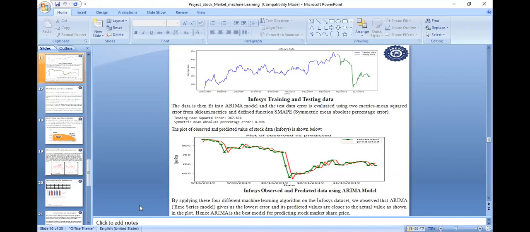Hence, by applying the four machine learning models on the Infosys data set, we observe that the ARIMA model, a time series model, gives us the lowest error and its predicted values are closer to the actual values as shown in the plot. Hence, ARIMA is the best model for predicting stock market share price.